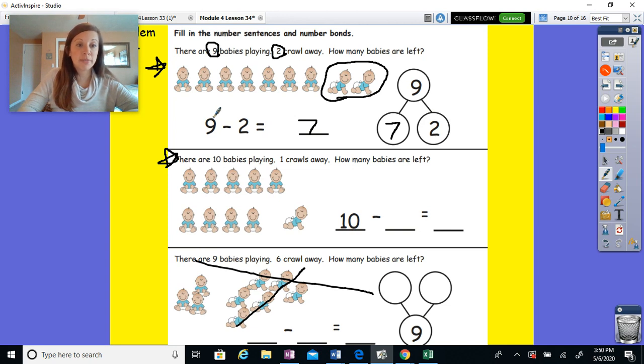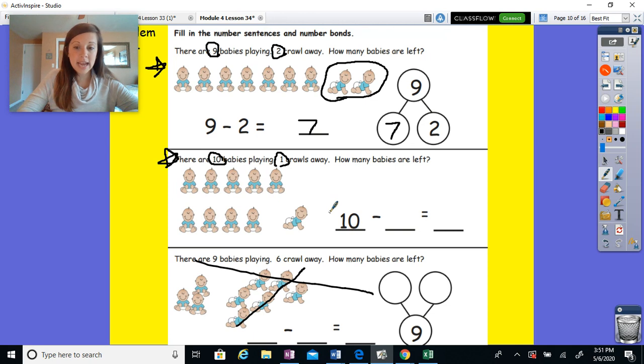So let's read our number sentence together. 9 minus 2 equals 7. Excellent. Okay, one more practice problem to do together. There are 10 babies playing. 1 crawls away. How many babies are left?